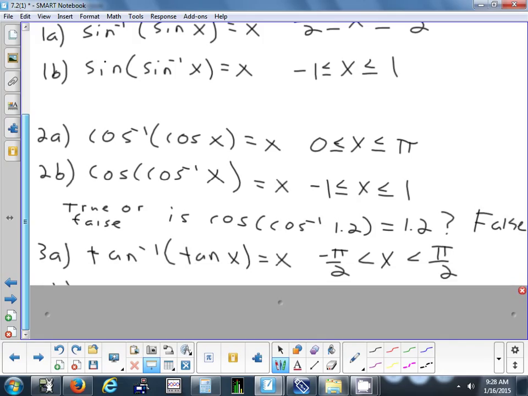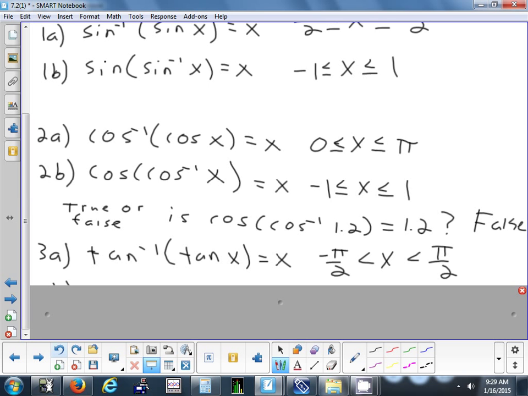Okay, and then tangent. So inverse tangent and regular tangent cancel out. And we did use this formula yesterday, as long as your angle's between negative 90 and 90, guarantee that's going to happen in a right triangle.